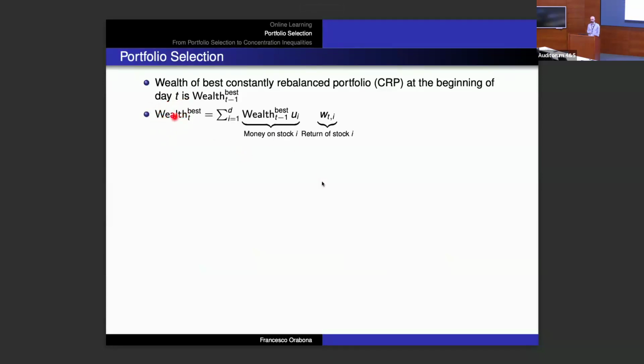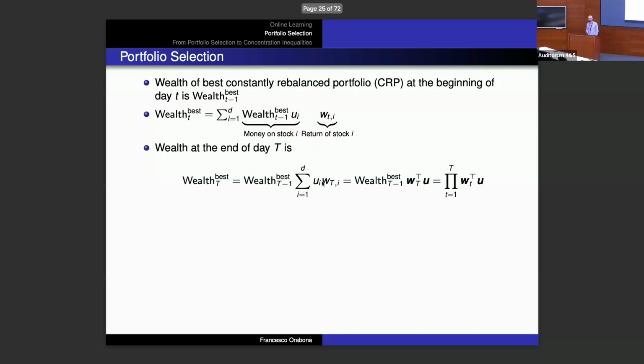So what is the wealth of the best constant rebalance portfolio at time t? This is the sum over the stocks of how much money you put on the stocks multiplied by the market gain. Okay, this tells you at the end of the day if you got money or you lost money, and you just sum over your stocks. And how much money you put in each day, it's how much money you have at the beginning of the day multiplied by the ratio. This is the ratio that you decide. Remember, constant rebalance portfolio is a constant distribution of your stocks. So this is u_i, this is constant over time.